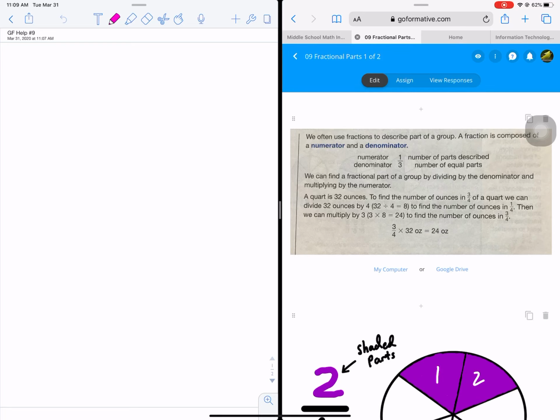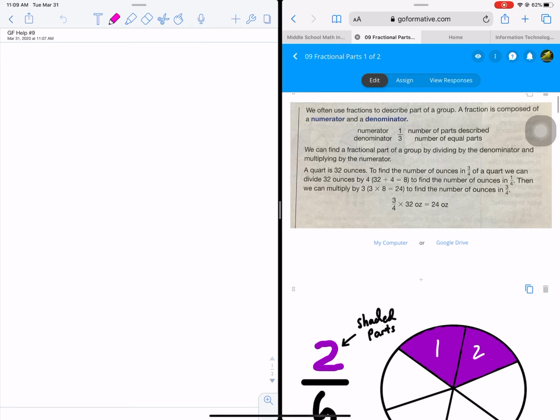This is a tutorial or a walkthrough if you are stuck on number 9 of the 50 GoFormatives. If you are way past number 9 or don't need any help on fractions at all, then go ahead and stop this video and get to one that you need help with.